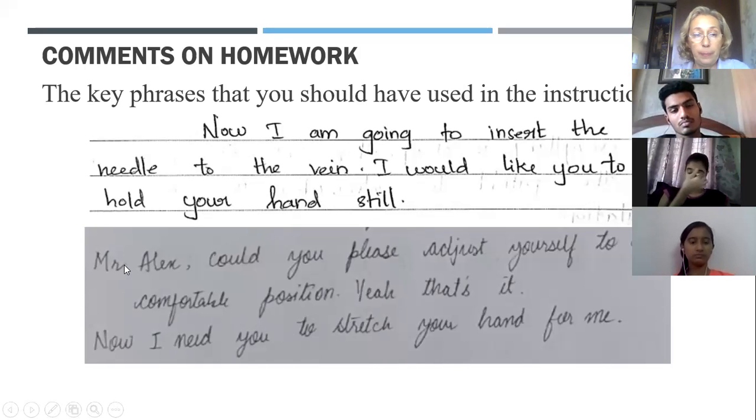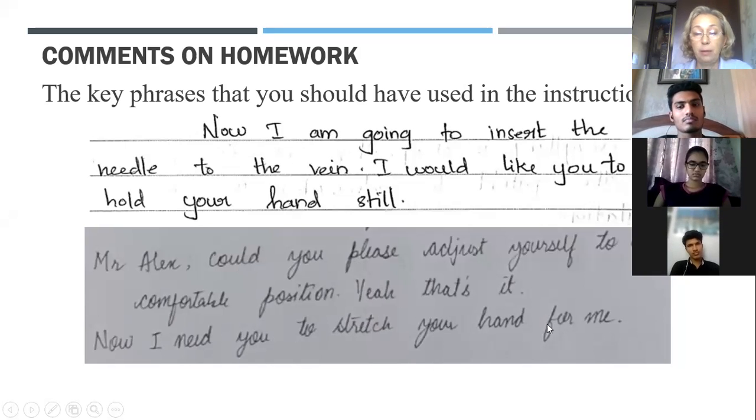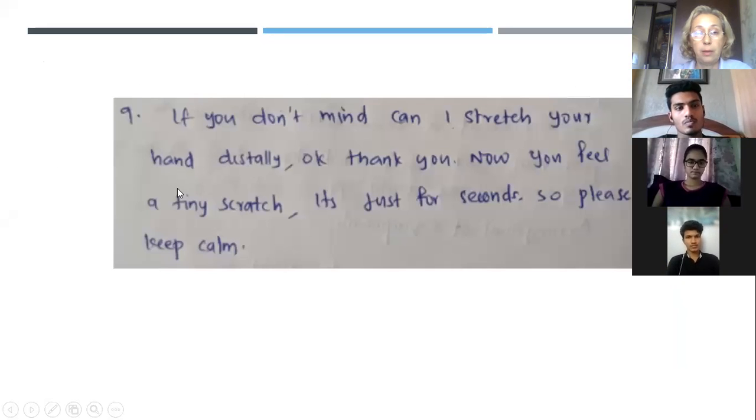Or another example. Mr. Alex, could you please adjust yourself to a comfortable position? Yeah, that's it. Now I need you to stretch your hand for me. So other phrases like "could you please," or "that's it," or "for me." These phrases were used in your instructions. And another example, if you don't mind, can I stretch your hand distally? Okay, thank you, now you, and so on. So the phrase "if you don't mind" also can be used.